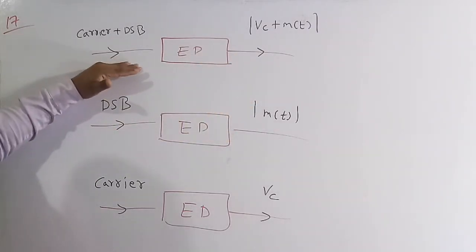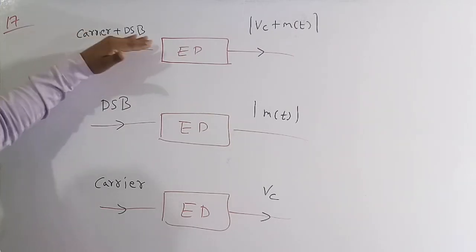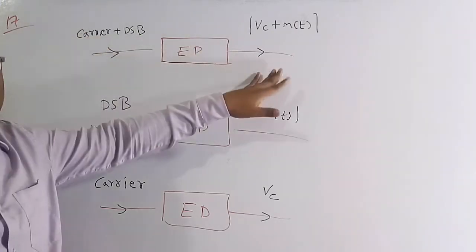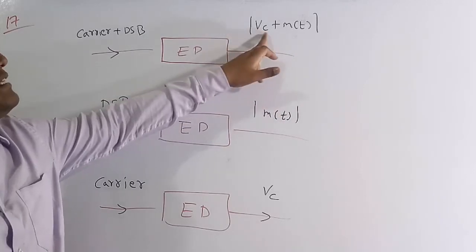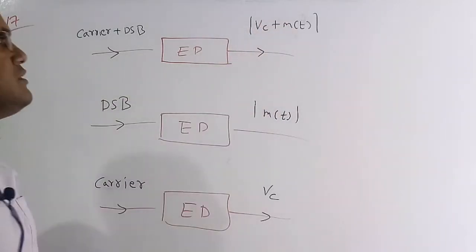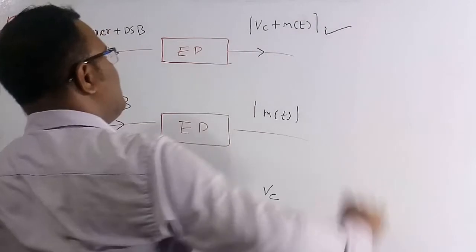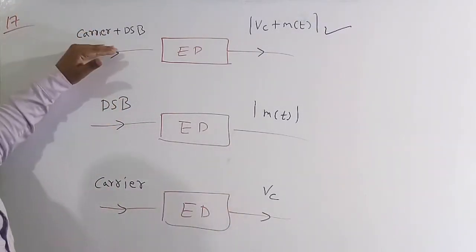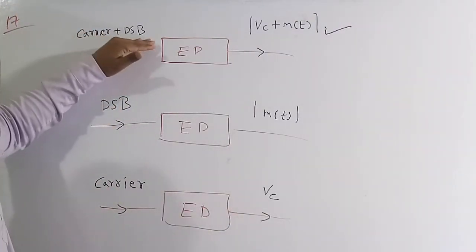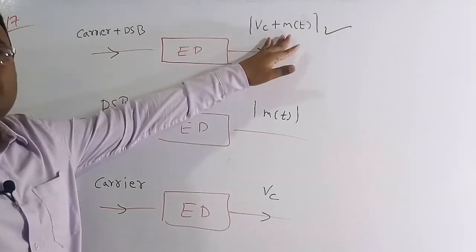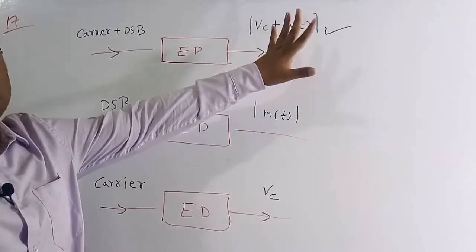Whenever the input contains the carrier signal and the dual sideband, the output will be Vc plus m of t with a modulus. So this is the output equation: when the input has a carrier signal and the dual sidebands, the output equation is Vc plus m of t with a modulus.